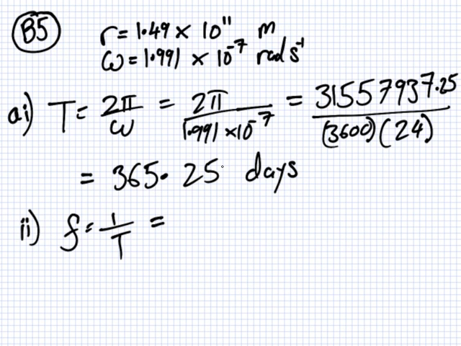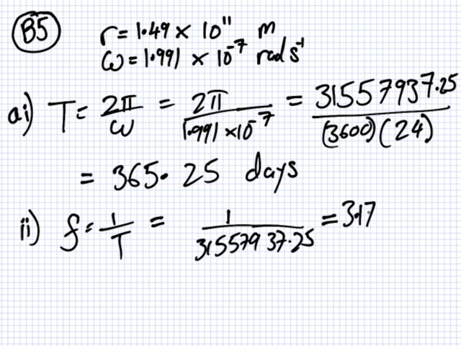2.737 per day. Times 10 it would be, actually it'd be 1 over 31557937.25, because that's the time you got previously. So what's that then? It'll be small. 3.17. Yep. Okay.